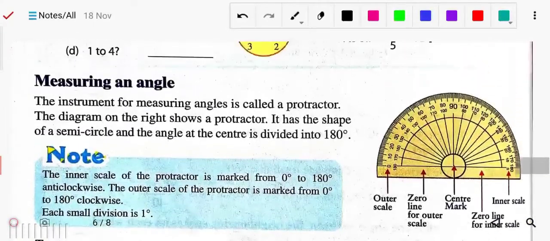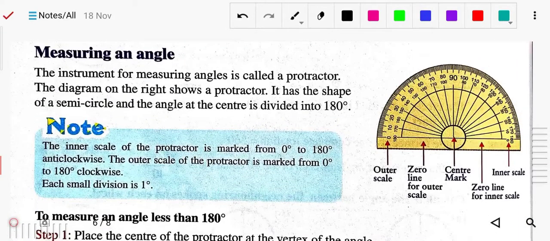First of all, we should know about the protractor. The instrument for measuring an angle is called a protractor. You have seen it in your geometry box. In the diagram, this is the protractor, and it has the shape of a semicircle.